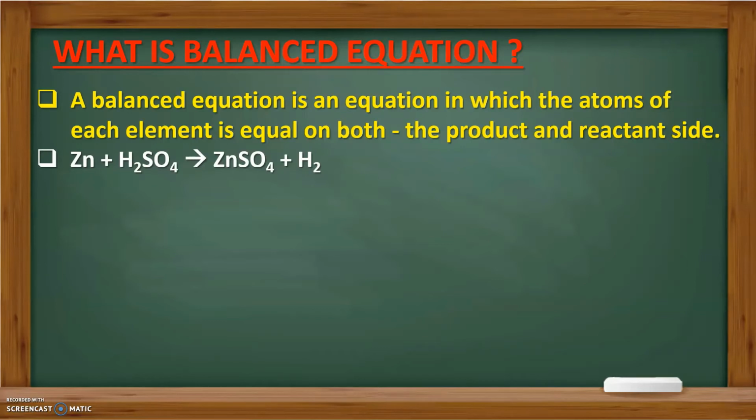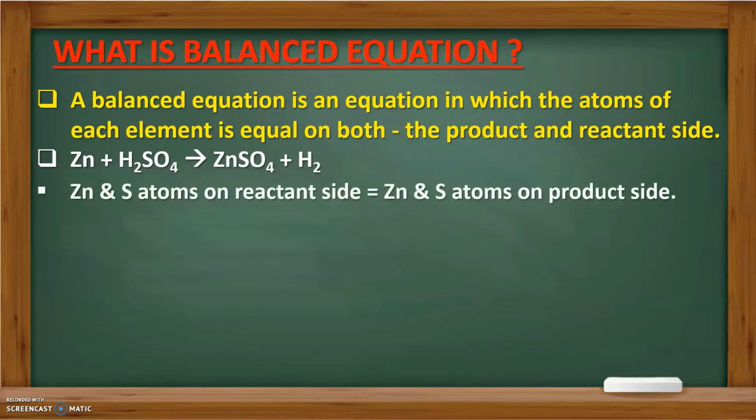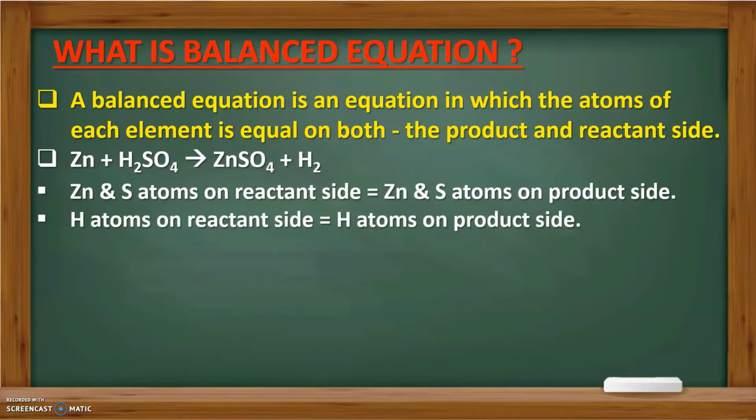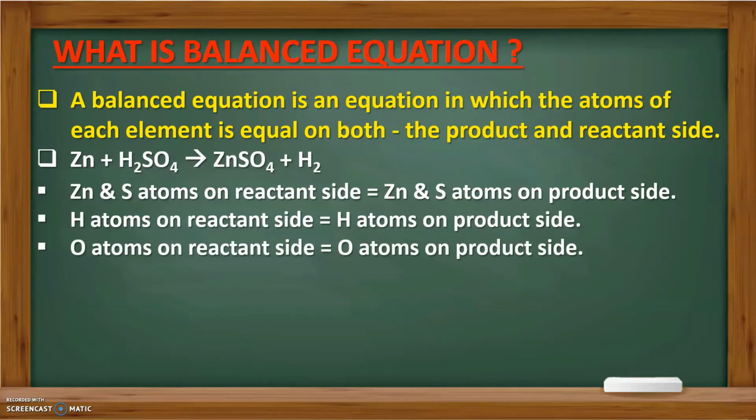As you can see, the number of zinc and sulfur atoms is equal on the reactant and the product side. Hydrogen atoms on the reactant side are equal to the hydrogen atoms on the product side. The oxygen atoms on the reactant side are equal to the oxygen atoms on the product side.